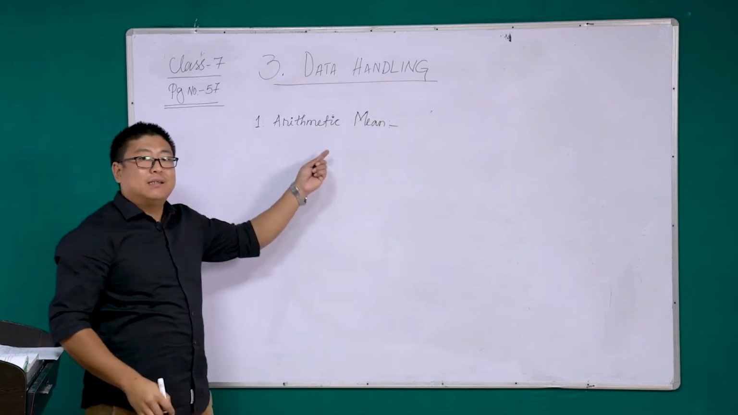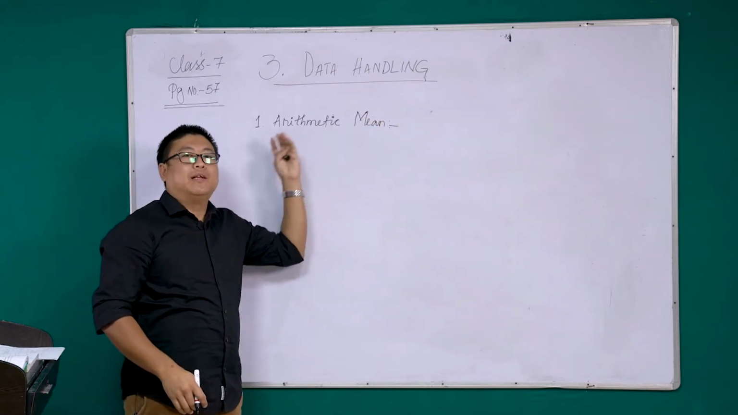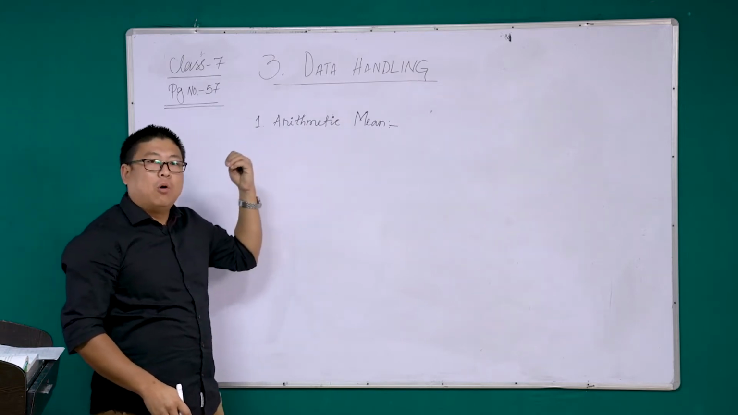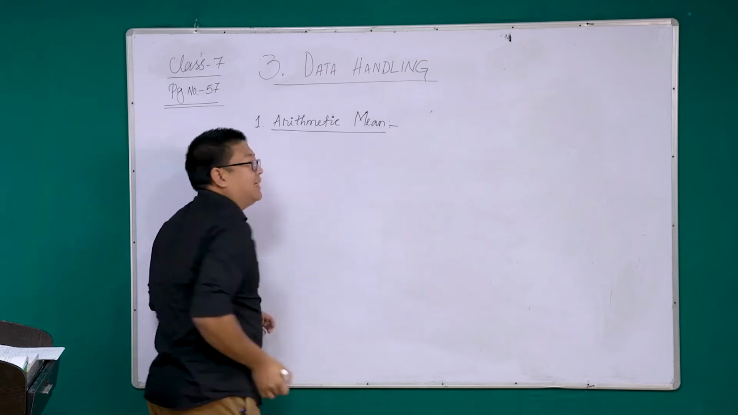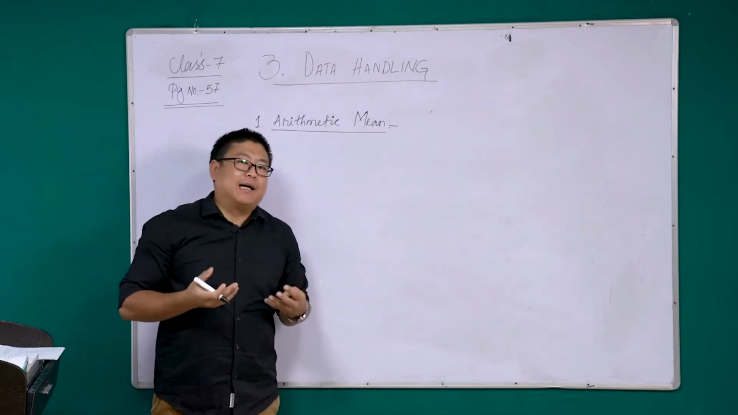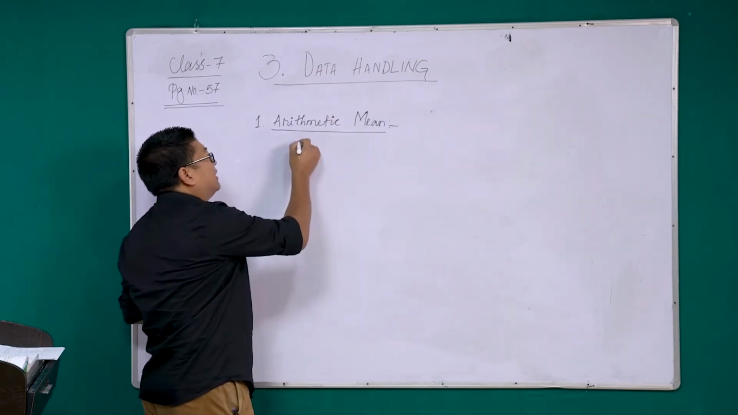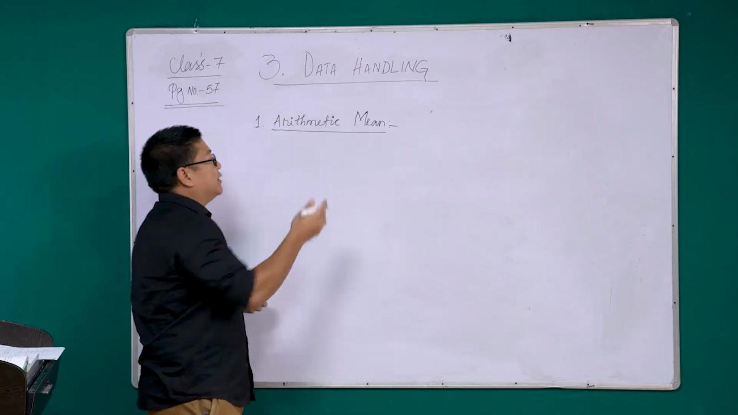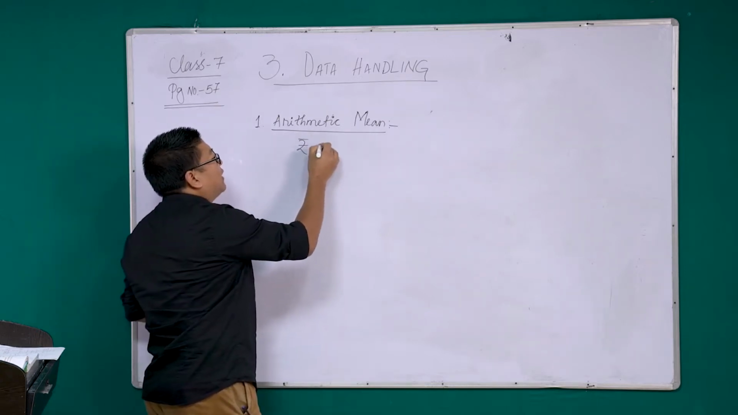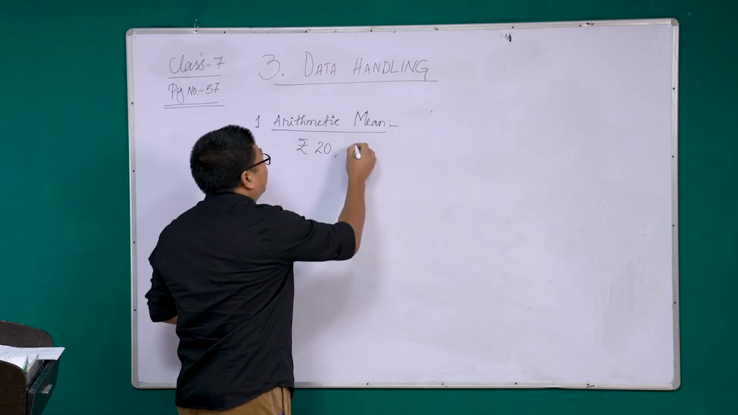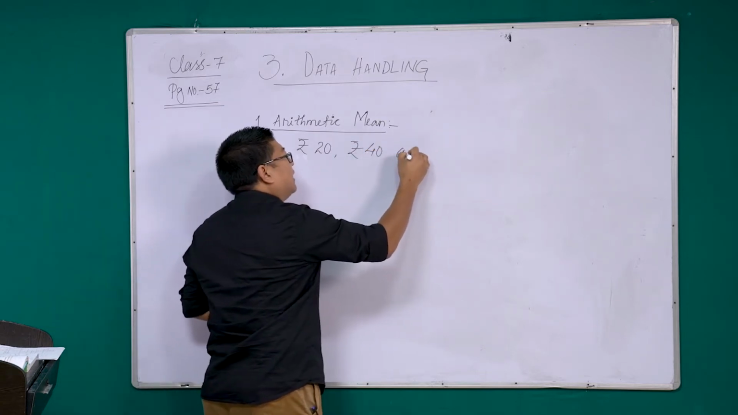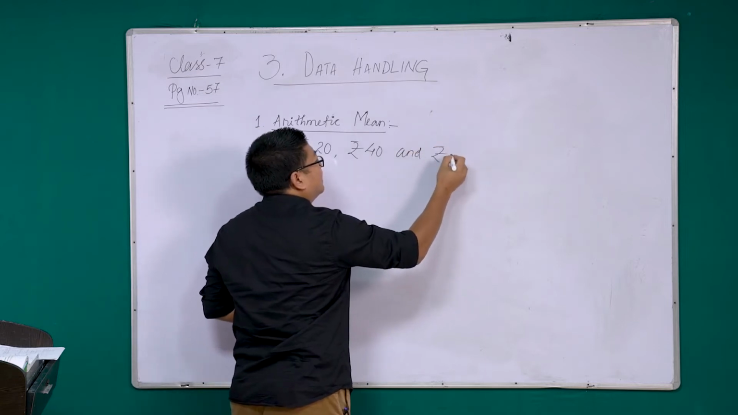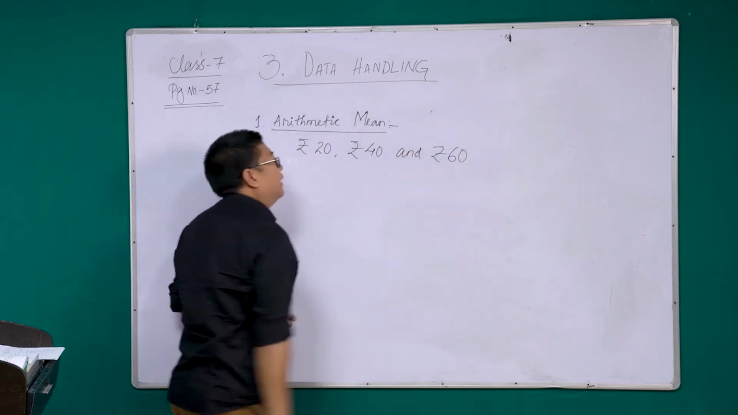Arithmetic mean has different names. It can also be called an average, or simply mean. Now, arithmetic mean, what does it mean? Let's take an example. Consider that there are 3 students. The first student has rupees 20. The next student has rupees, say, 40. And the third student has, let's say, rupees 60.